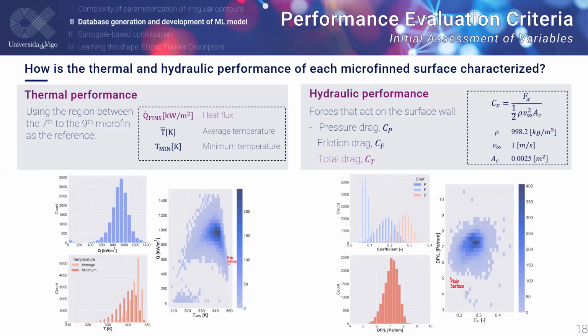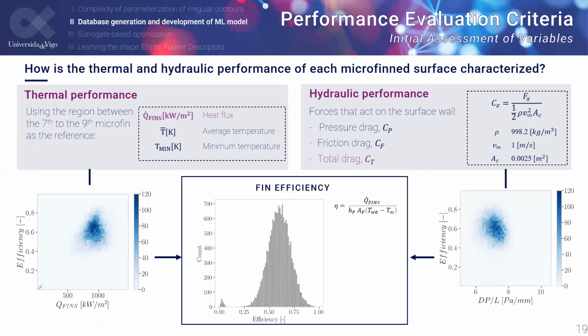So as I mentioned, if you're trying to optimize the geometry of a microsurface texture, what you have to do is to optimize both the thermal performance and the hydraulic performance of the microsurface texture. So on the one side, we focus on heat flux and also the average temperature and minimum temperature of the intermediate fins in the microsurface texture. And also we measure the pressure drop and several drag coefficients in the domain. Now, as you can see here, this is an overview of the information that we had in our database. And also, as a way of combining both targets, you can measure, for example, the fin efficiency.